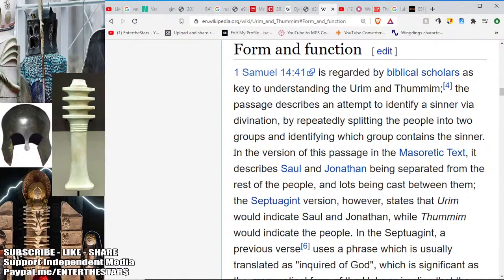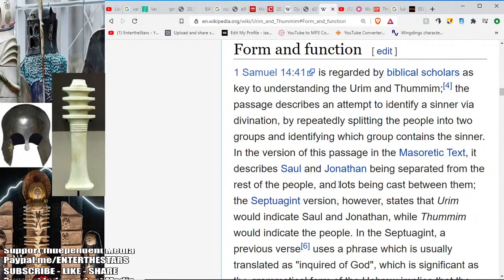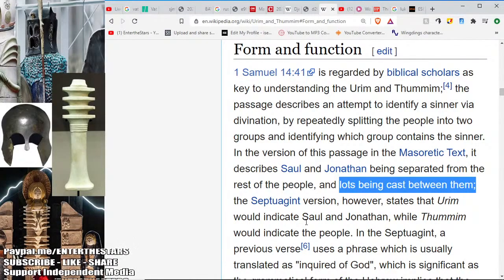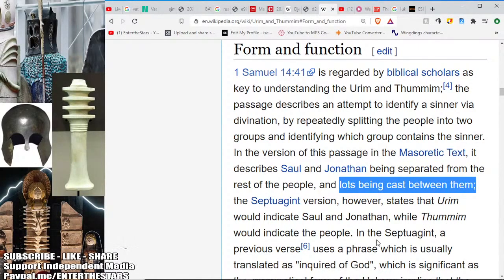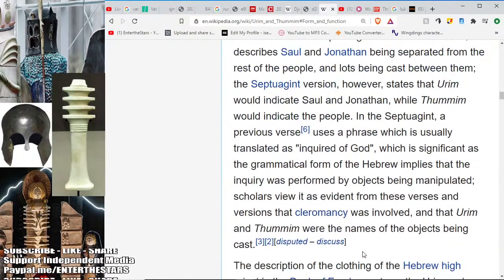But it says in the version of the passage in the Masoretic text, it describes Saul and Jonathan being separated from the rest of the people and lots being cast between them. So this is the purpose of these Urim and Thummim. They are casting of the lots. It says here, Urim and Thummim would indicate Saul and Jonathan, while Thummim would indicate the people. So there was this process that they went through.